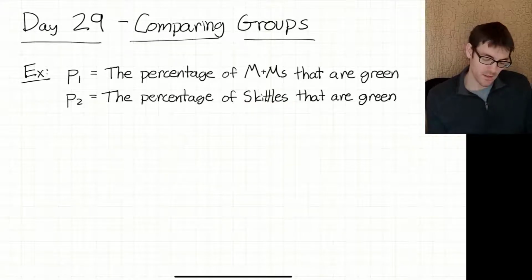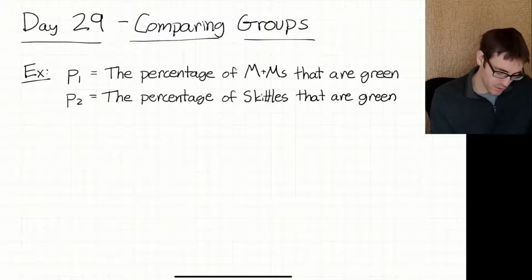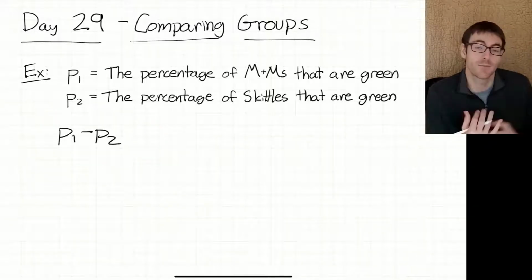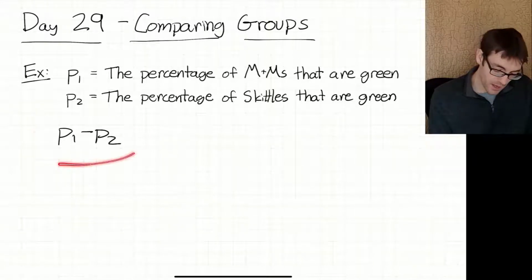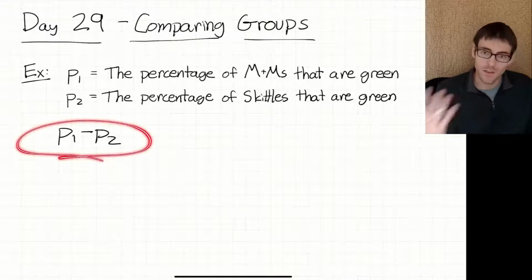So in this context, the quantity in question, the thing that we're interested in, if we are comparing M&Ms versus Skittles in the what percentage are green competition, well, we want to be comparing P1 and P2. So rather than having two quantities floating around, the quantity in question is going to be P1 minus P2. And this is going to encapsulate the difference between these proportions. If this number is positive, that means that the percentage of M&Ms that are green is greater than the percentage of Skittles that are green.